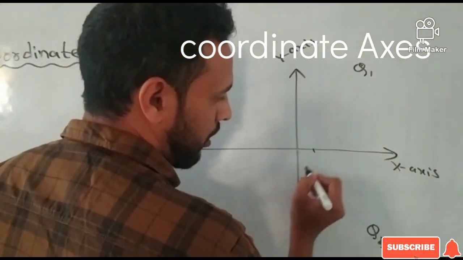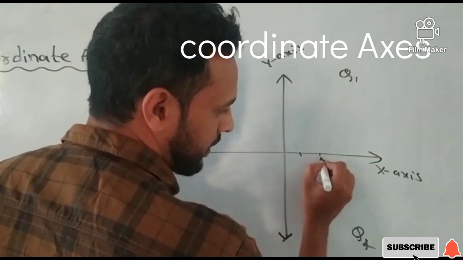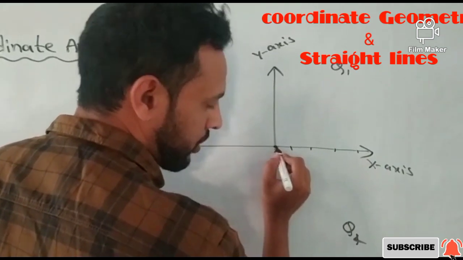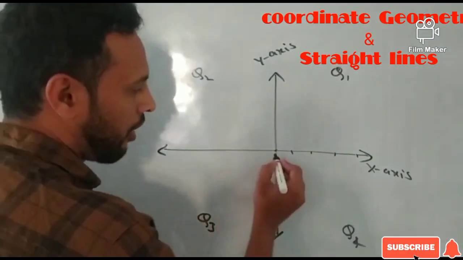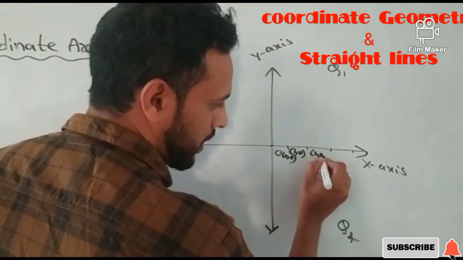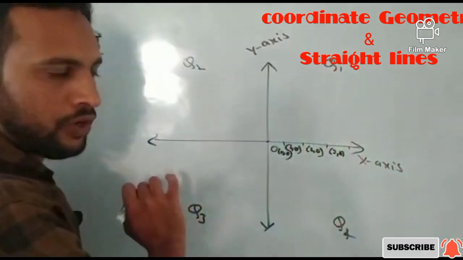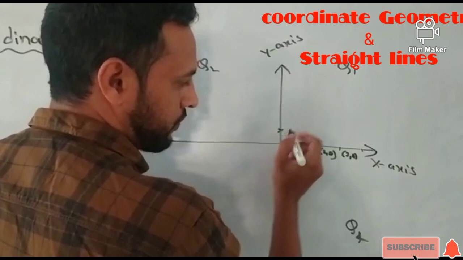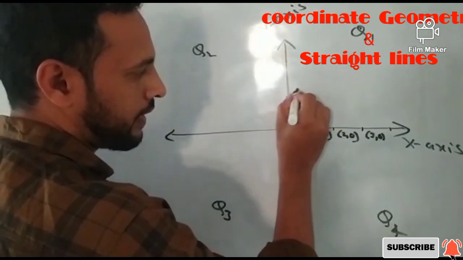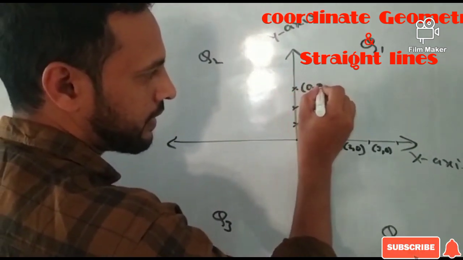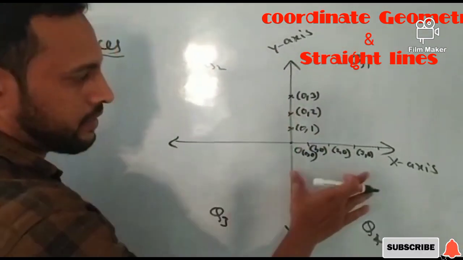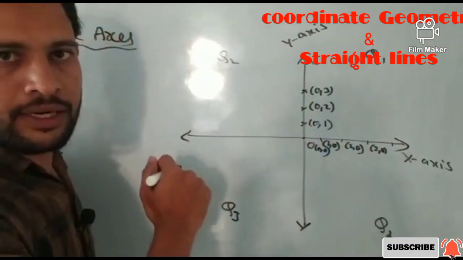So the properties of Q1 are, see here on the x-axis, let us take the points. This is the origin. The point of intersection of the x-axis and y-axis is known as the origin, that is 0, 0. Let us take the points 1, 0, 2, 0 and 3, 0 and so on. On the y-axis you take the points with x value 0, that's why I am taking 0, 1 and 0, 2 and 0, 3 and so on. You can take as many points as you want. So this is the coordinate axis. Horizontal line is called the x-axis, vertical line is called the y-axis.